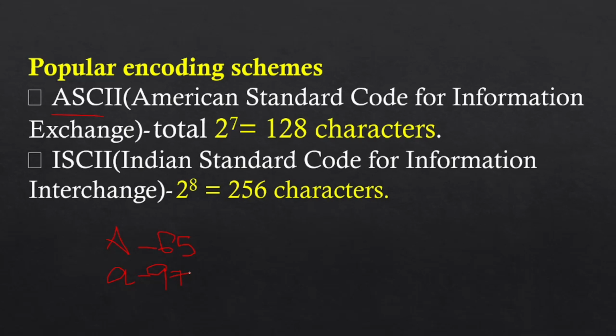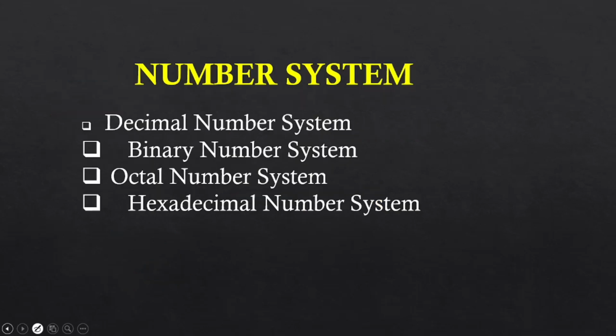Next, if you take the ISCII code, what is the meaning of ISCII? It means Indian Standard Code for Information Interchange. It has 2 to the power of 8, which is 256 characters. So for Indian characters, you will consider all the languages like Kannada, Tamil, Malayalam, Telugu, and the equivalent code will be there. That is called ISCII code.